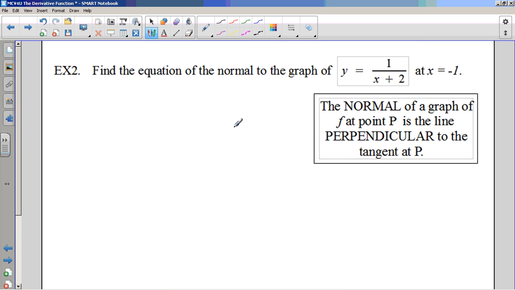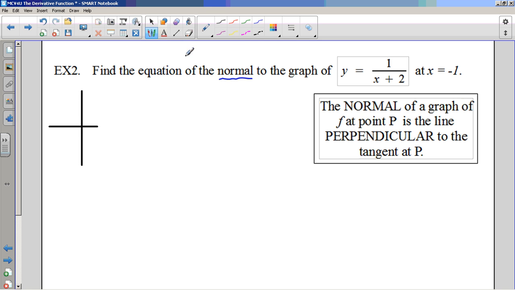And it's a good example. Find the equation of the normal to the graph of that. This is one of our reciprocal graphs from grade 11 or from advanced functions. We could sketch it, at x equals minus 1. First of all, what's the normal? We know what a tangent is. Well, the normal of a graph of f at point P is the line perpendicular to the tangent at P. So I'm not going to do an awesome sketch here, but I'm going to do a crappy sketch.